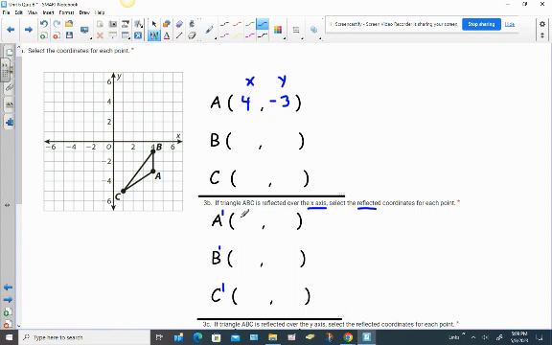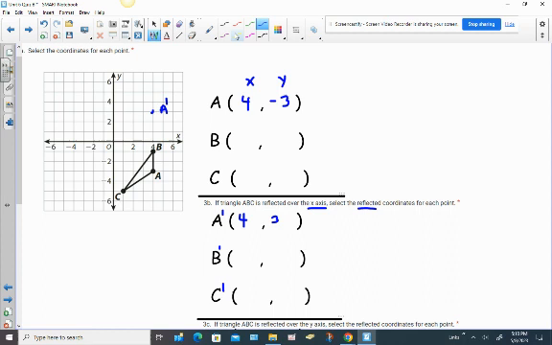I'm just going to copy the 4 so I don't make a mistake. And then we change the other coordinate, which in this case is the y, to its opposite. So what's the opposite of this? It would be a 3. Now, if we went ahead and plotted that, if we went over 4 and up 3, that would put us right here for point A.